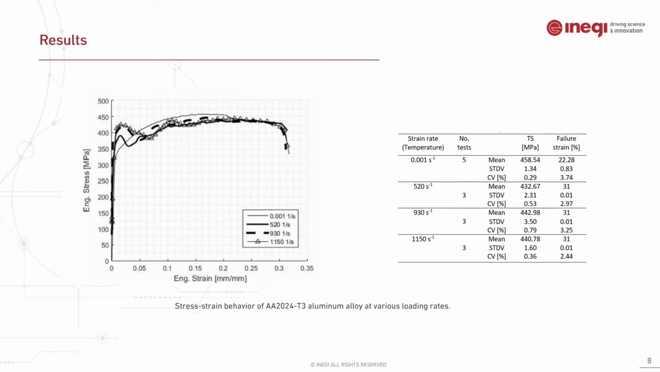This is something that we weren't expecting to see, because in general aluminum alloys are known to be insensitive to strain rate. But seeing this negative strain rate sensitivity motivated us to perform some thermal imagery to understand what's going on in the material itself. And also, the failure strain value actually increases by increasing the strain rate. You can see it is around 31% at strain rates higher than 520.